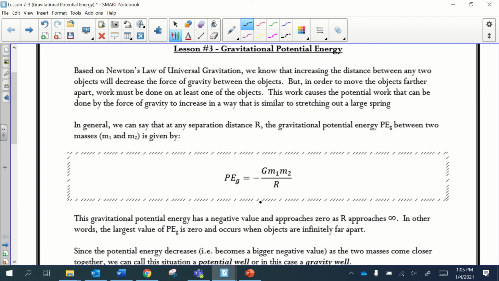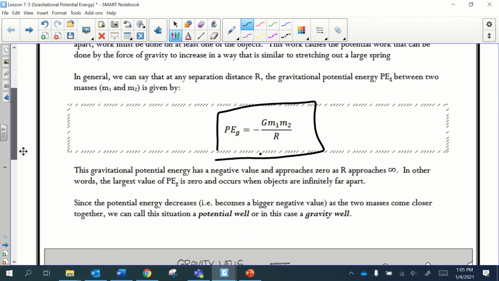This work causes the potential energy, or work that can be done by the force of gravity, to increase in a way that is similar to stretching out a large spring. In general, we can say that at any separation distance r, the gravitational potential energy, PEG, between two masses, M1 and M2, is given by this important formula. The potential energy is negative G M1 M2 over r, not r squared, just r.